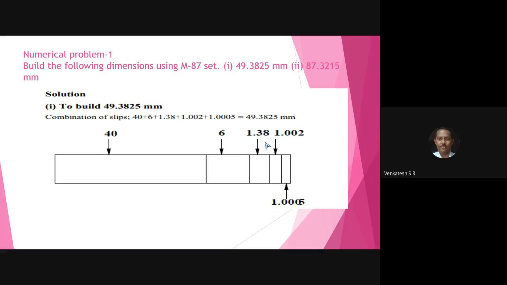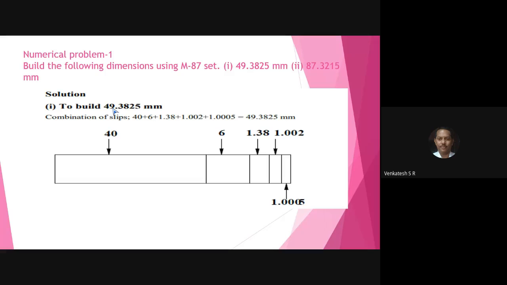After completion of this, then come to the unique number. Here you have 6 available, then you can go for the whole number, that is 40. If you add all those things, you will get the dimension 49.3825. In many question papers you have the same problem, the same dimension. Till today, they are repeating the same dimension. So all of you, please write down the problem.